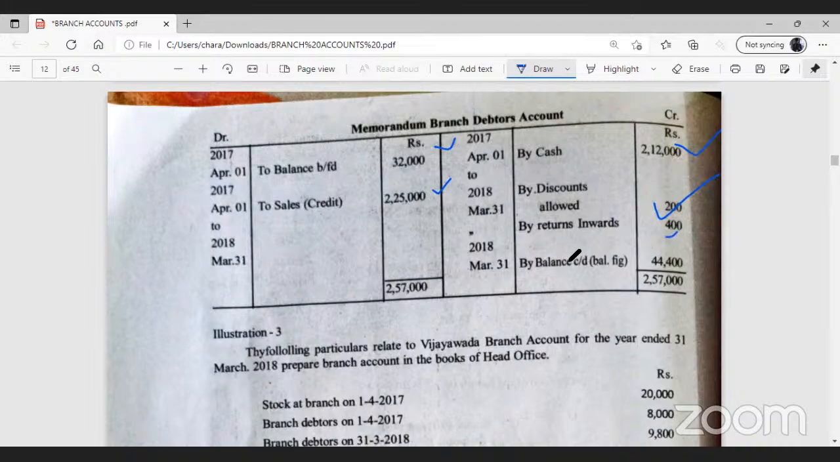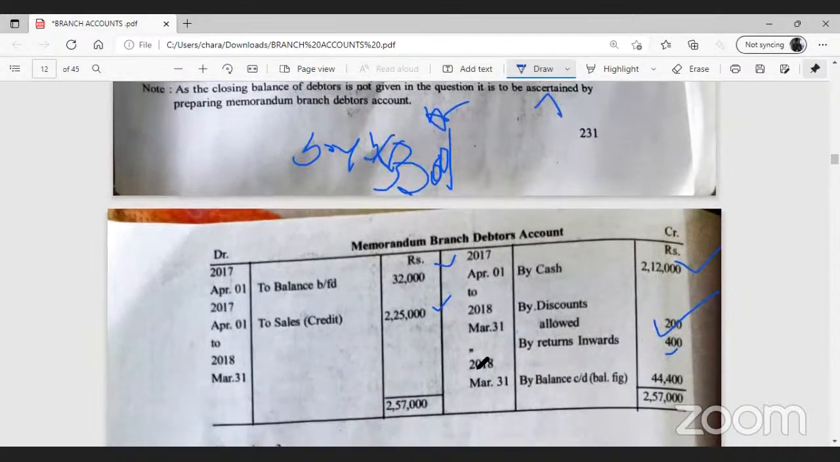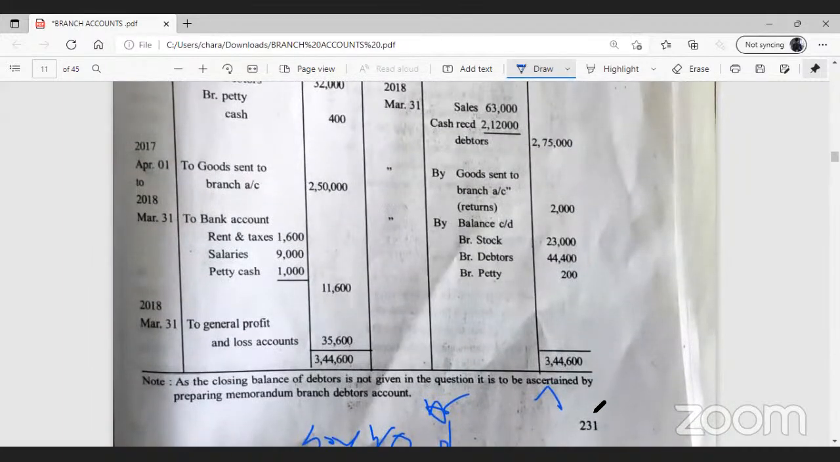Then everything is given. So the difference between the credit and the debit is going to be your next balance. After taking this, where do you take this closing balance of debtors? This is nothing but the closing balance of debtors. Now open the branch account.